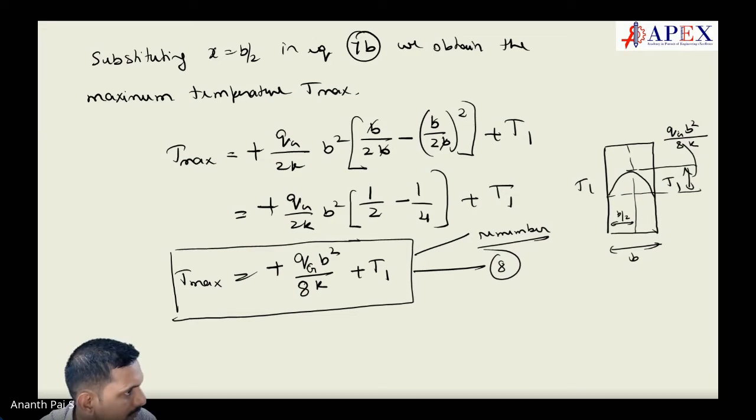Intuitively, got it? Heat is generated, and we are maintaining the surfaces at T1. There is heat transfer happening. Maybe something is taking out the heat. It's a steady state. If it is a steady state, whatever heat is generated, it is being removed. If it is not being removed, it is not a steady state. What is happening? Temperature is increasing.